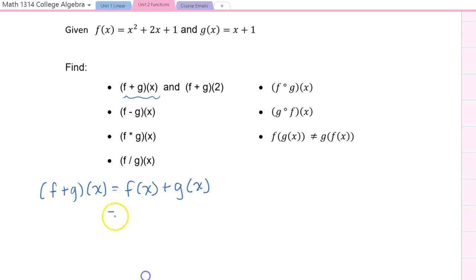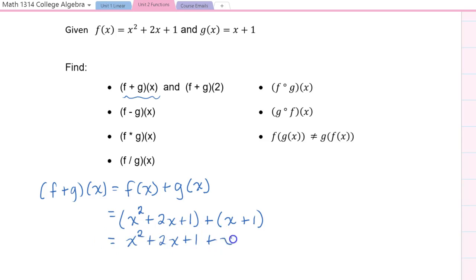Therefore, for this example, we're going to write f of x plus g of x by substituting what we know for f of x, which is x squared plus 2x plus 1, and notice that I placed f of x in parentheses to show my substitution, plus g of x, which is x plus 1, also in parentheses. Since we are adding, we can rewrite the equation without parentheses, and then adding like terms, we get x squared plus 3x plus 2.